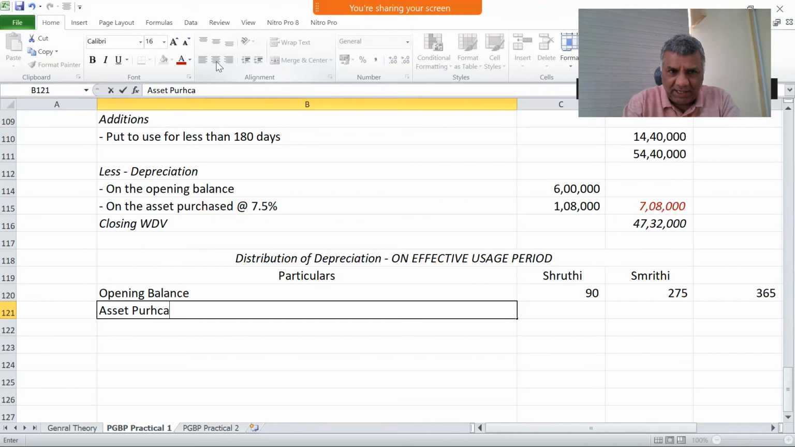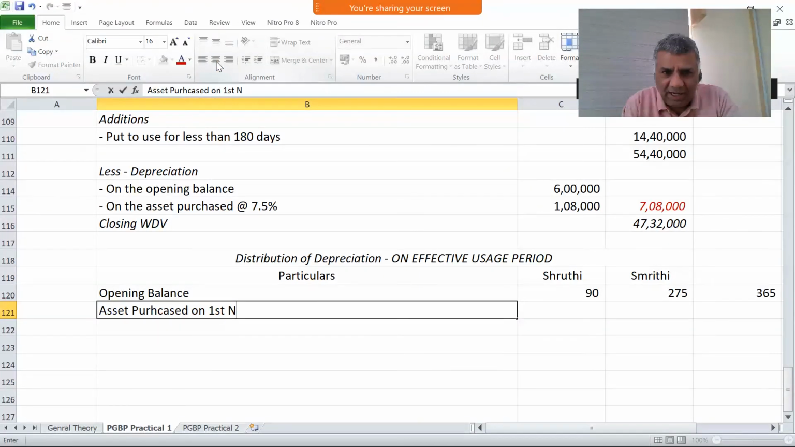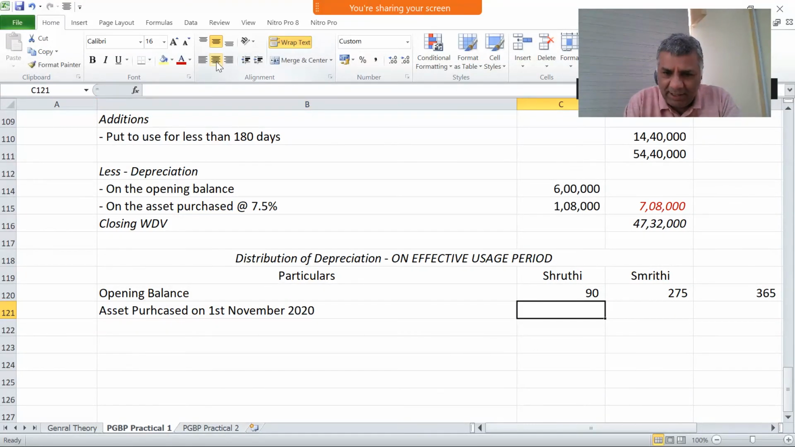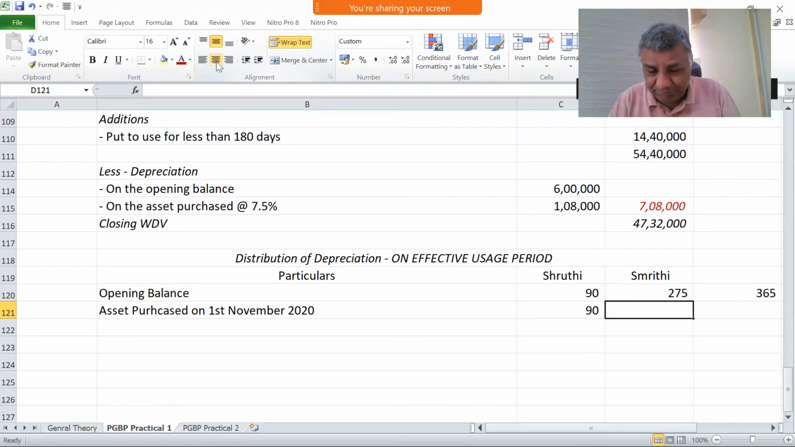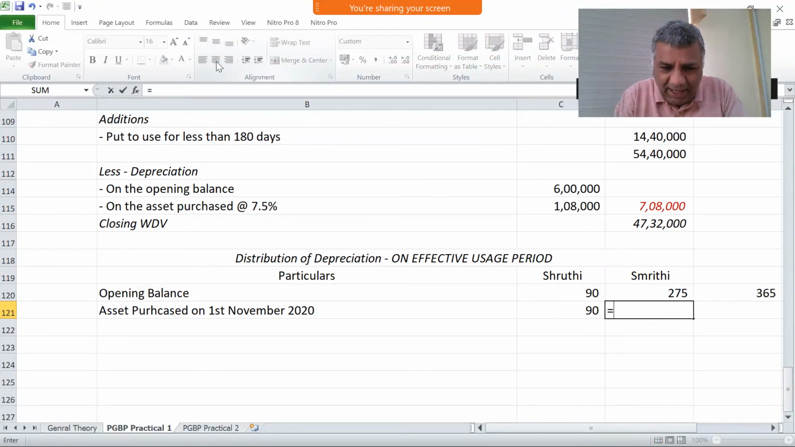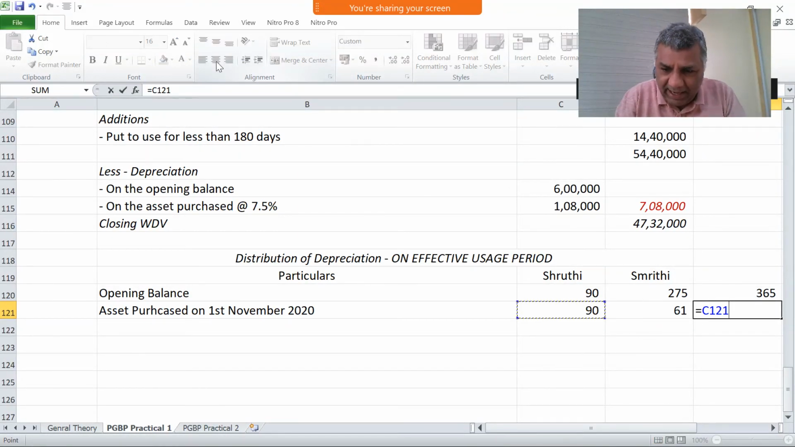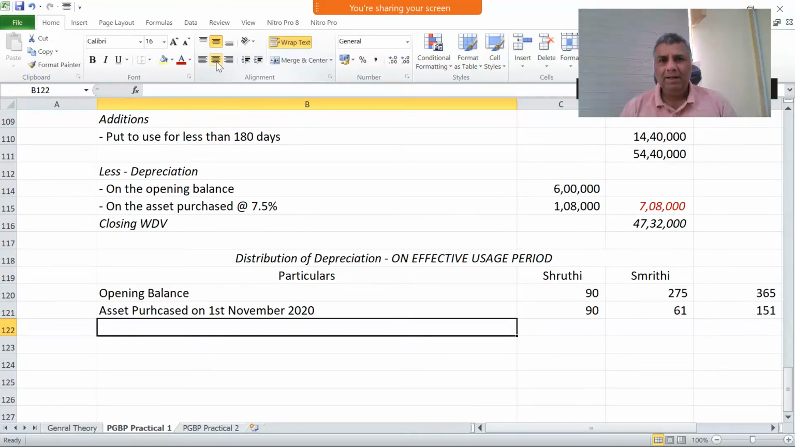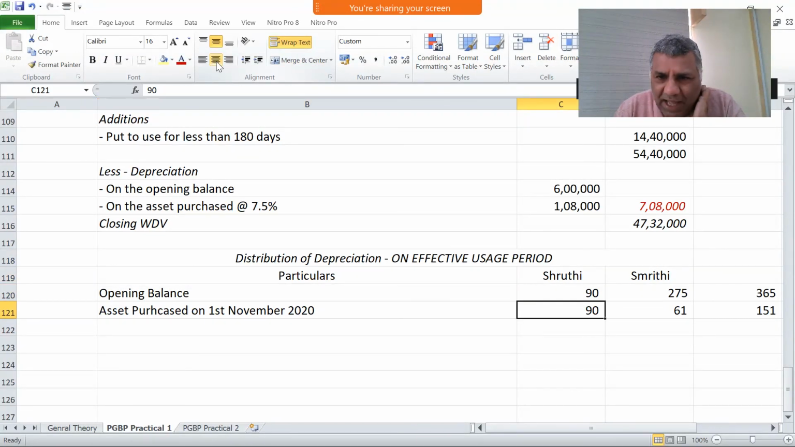For the asset purchased on 1st November 2020, Shruti Limited would have used for the same 90 days, Jan, Feb, March, whereas Smriti Limited 30 plus 31, 61 days only. The effective usage period of the asset is only 151 days, 90 days of Shruti, 61 days of Smriti.